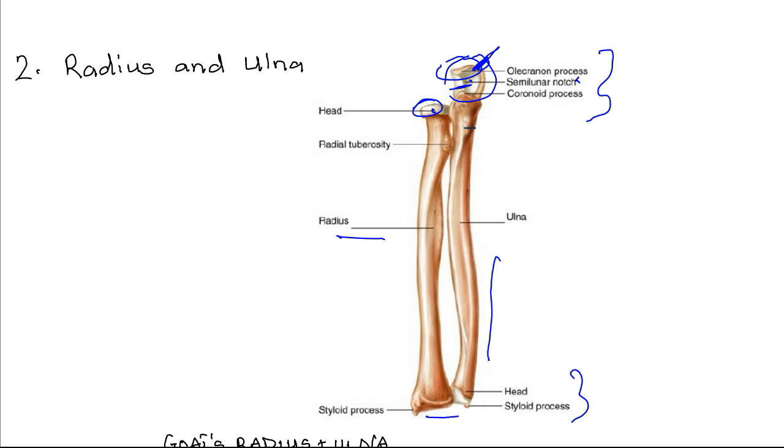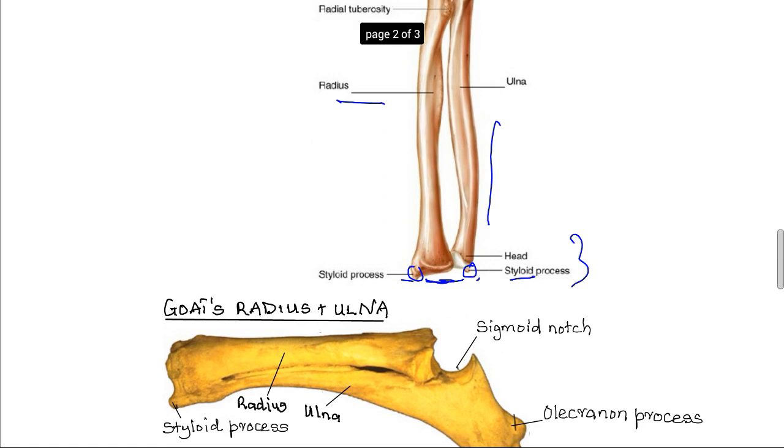Now, at the distal end, the ulna and the radius articulate with the carpals with which they form the wrist joint. And at the sides, there are processes known as the styloid processes that help to keep the carpals in position. So you have these processes, the styloid, both on the ulna and the radius, that help to keep the carpals in position. Now, for comparison, you can also look at the goat's radius and ulna.